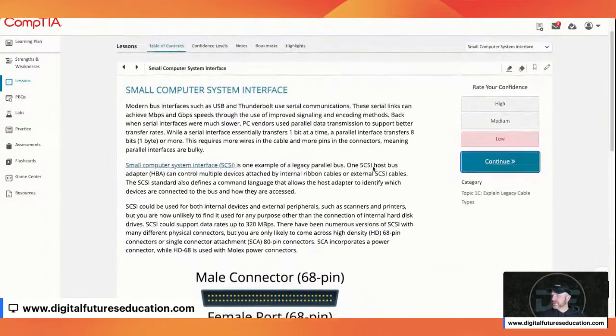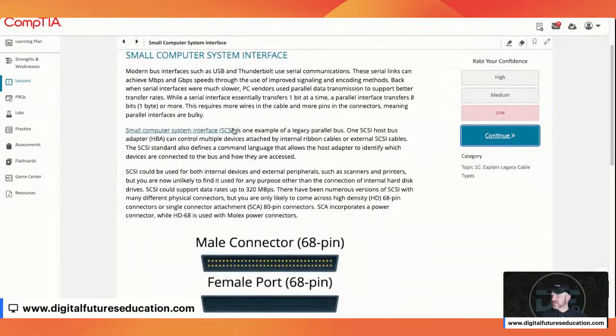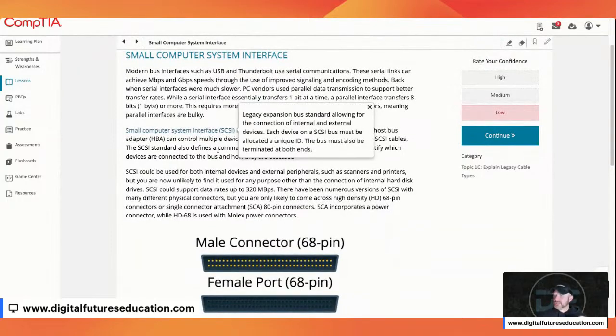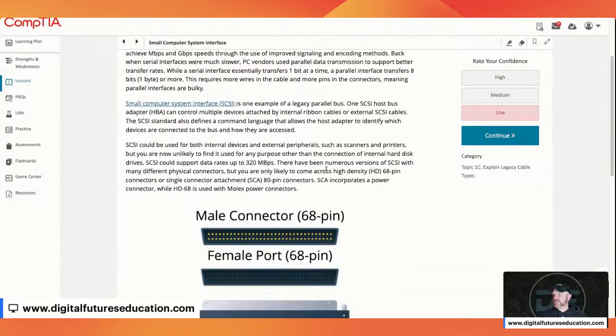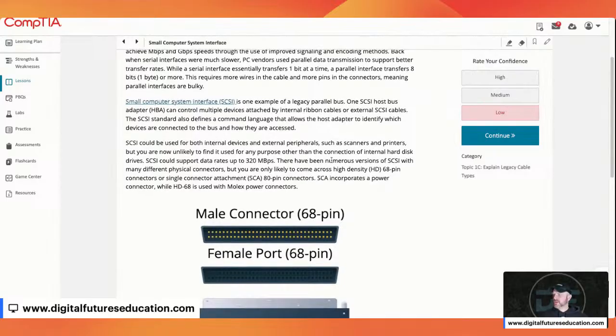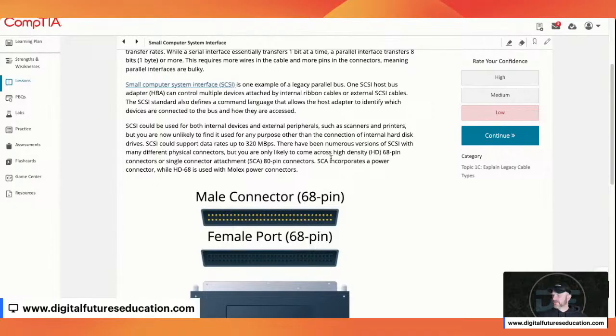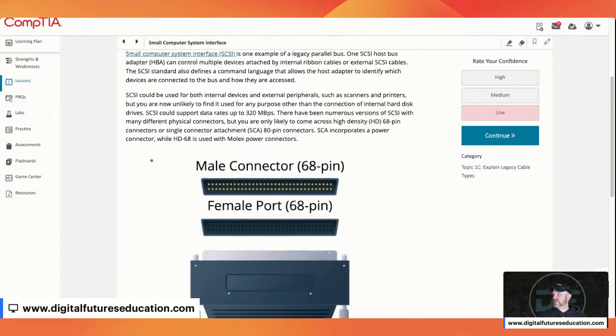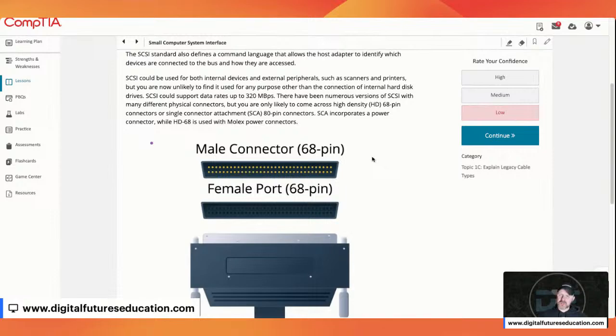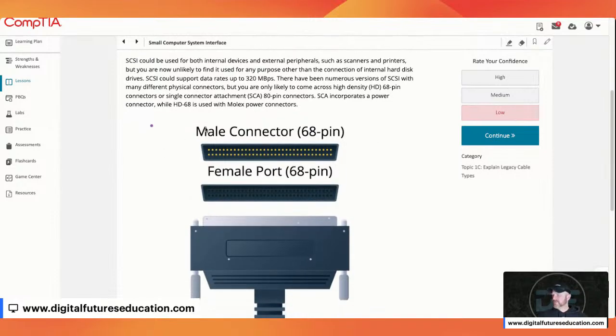Small Computer System Interface. This is a legacy expansion bus standard allowing for the connection of internal and external devices. Each device on a SCSI bus must be allocated a unique ID. The bus must also be terminated at both ends. It's an example of a legacy parallel bus. It can control multiple devices by internal ribbons. It can be used by internal and external devices, with the male 68 pin and the female 68 pin.